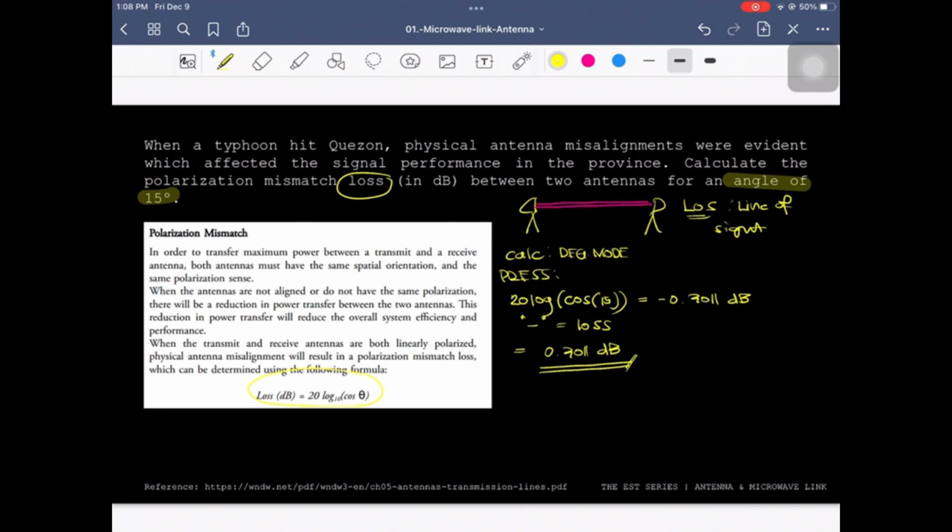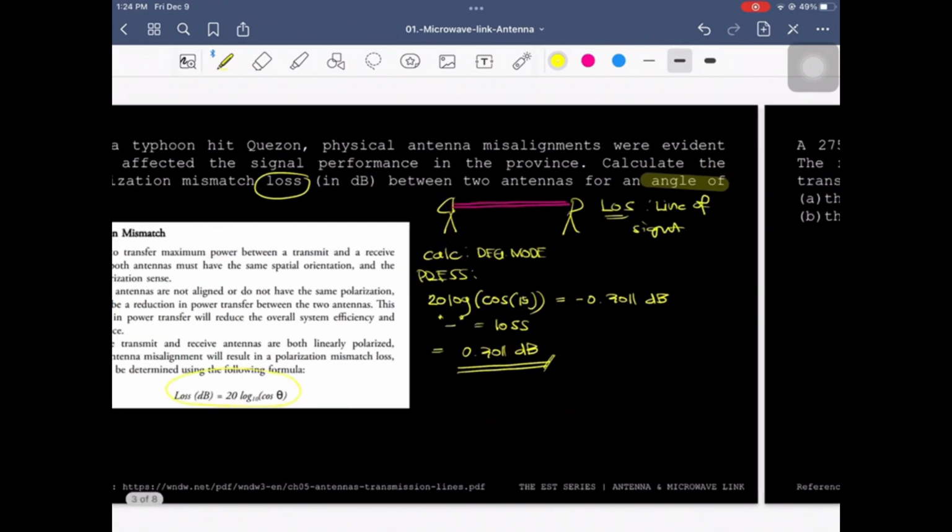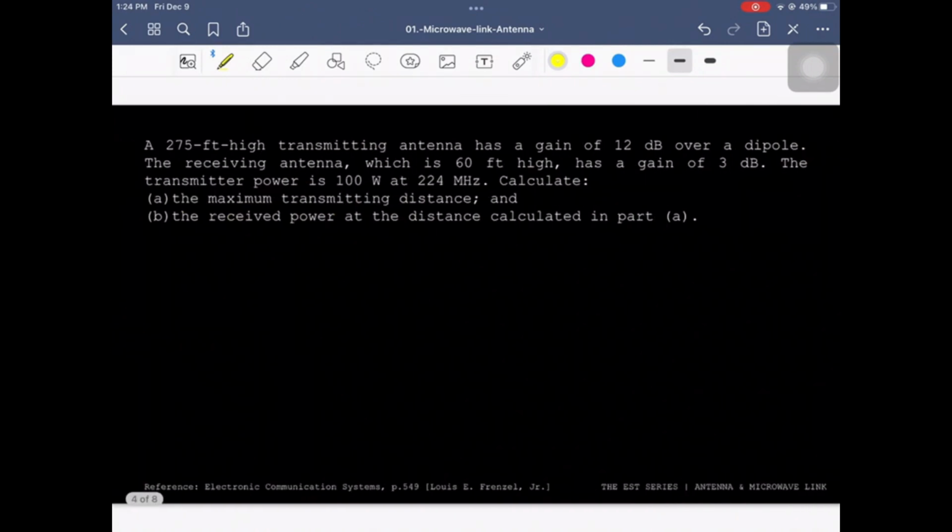0.3011 dB. Okay, so for our next item, a 275 feet high transmitting antenna has a gain of 12 decibel over a dipole. The receiving antenna, which is 60 feet high, has a gain of 3 decibel. The transmitter power is 100 watts at 224 megahertz. Calculate A, the maximum transmitting distance, and B, the received power at the distance calculated in part A.